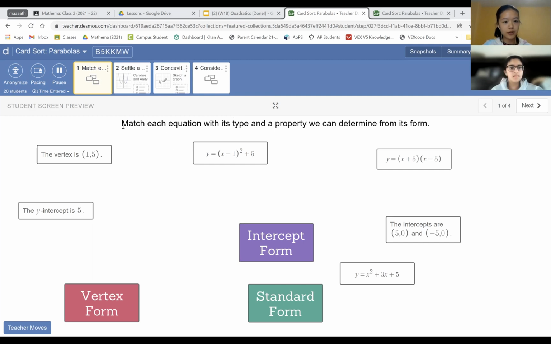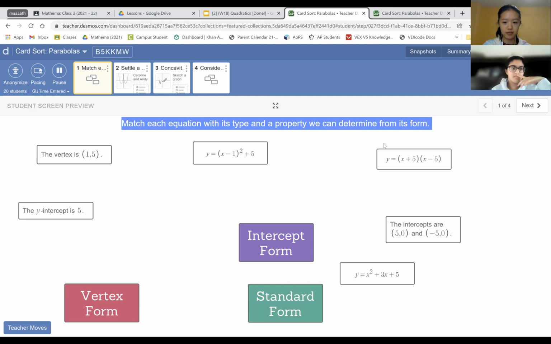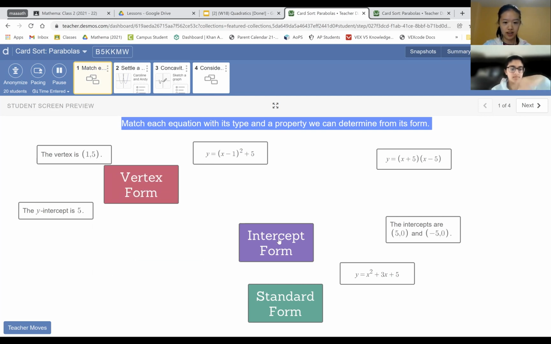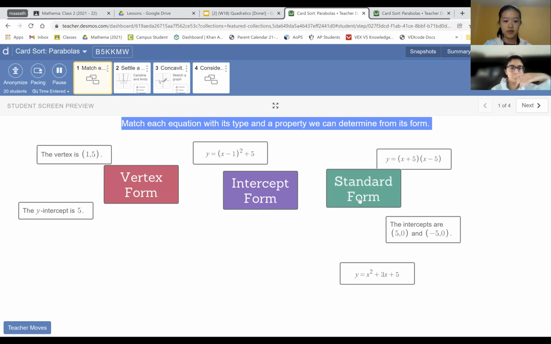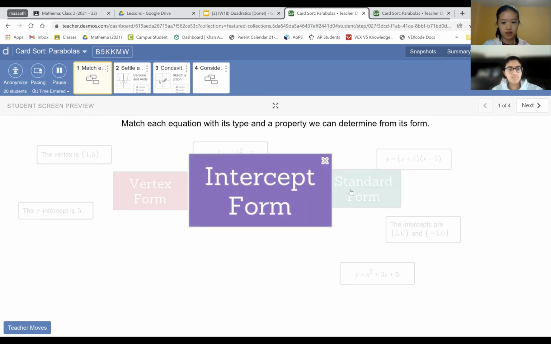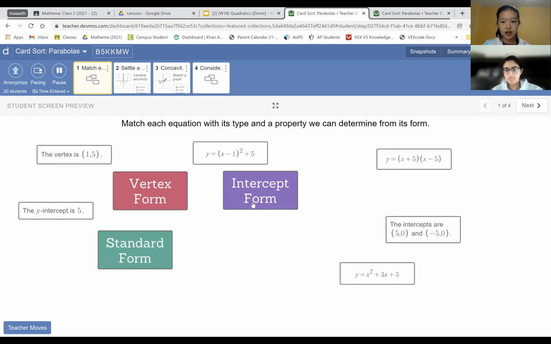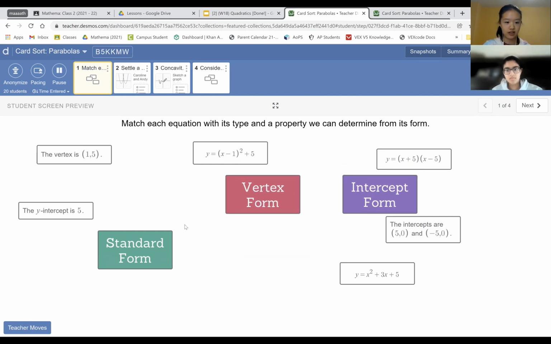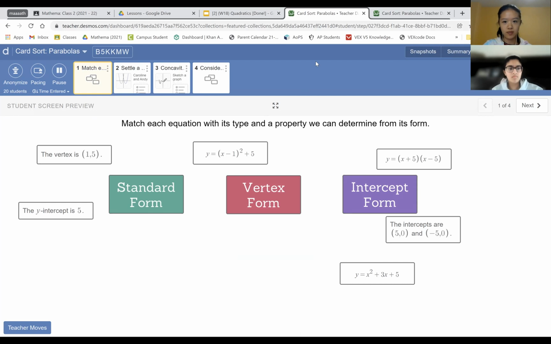So this first slide was basically it wanted you to sort of identify the different ways you can write a quadratic equation. So these are the 3 ways you can write a quadratic equation: vertex form, intercept form, and standard form. Standard form is y equals ax squared plus bx plus c. So this would be in that form, because this is y equals x squared plus 3x plus 5. So this is standard form. This is the way you usually write it.